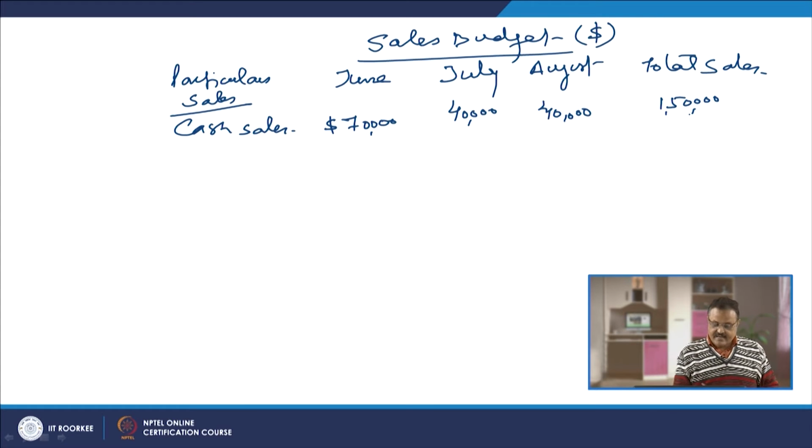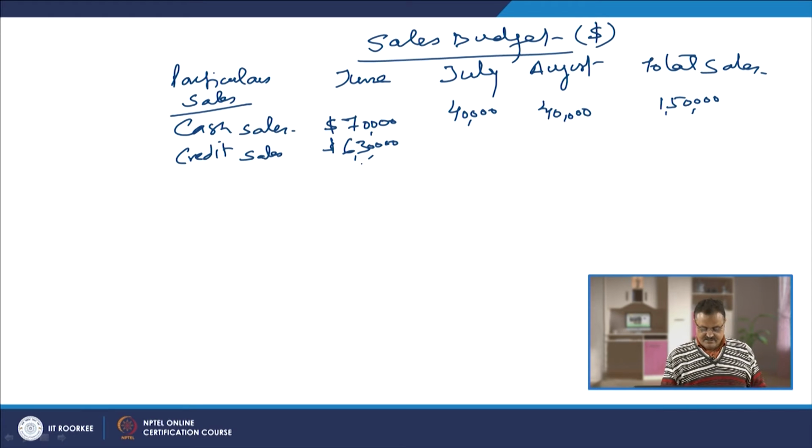The second component of the sales is going to be credit sales. So, what are the credit sales here? The remaining amount is the credit sales. So, against 700,000, if 70,000 are cash, the balance is going to be how much? That is $630,000 as the credit sales.